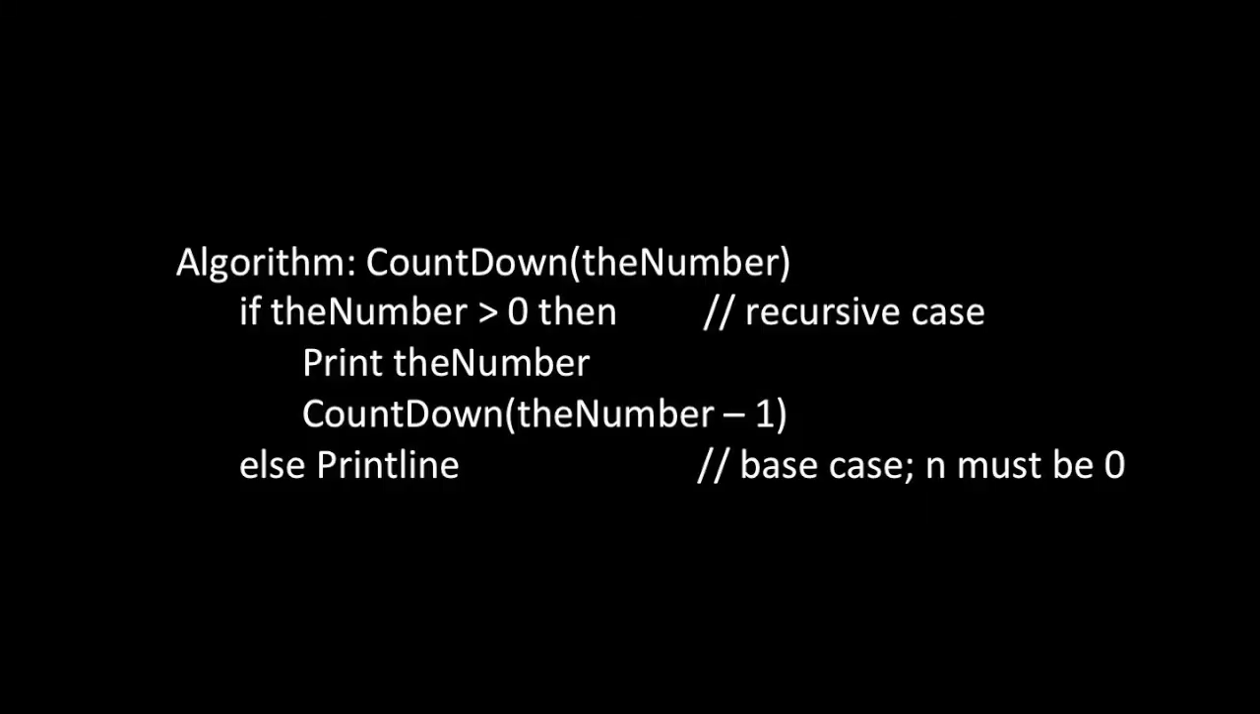I'm going to rearrange the algorithm a little bit to make it slightly cleaner by changing the order of the base case and the recursive case. Here's my cleaner algorithm, again called countdown the number. I'll check the recursive case first. If the number is greater than 0, then I print the number and call countdown with the number minus 1. Else, in which case we know that n must be 0, I do a print line.